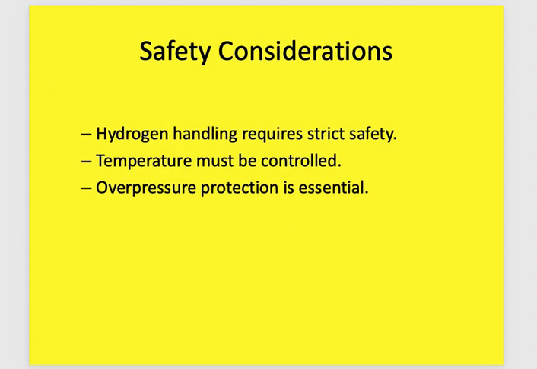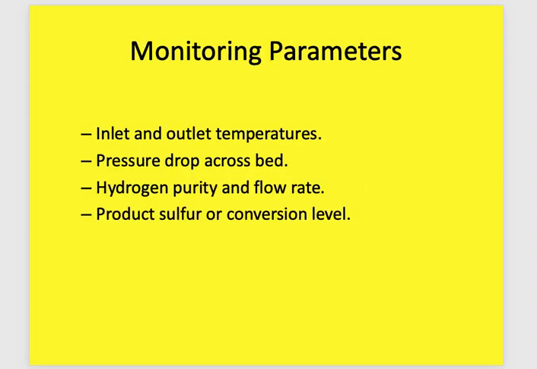There is a safety consideration for the fixed bed type reactor inside the refinery or the gas plant, like the hydrogen handling, which is very critical. Temperature must be controlled. Overpressure also must be controlled. You add some PSVs during the design phase. When selecting the material for temperature also, you choose a special type of alloy when you are designing this type of catalyst reactor. Monitoring the parameters.